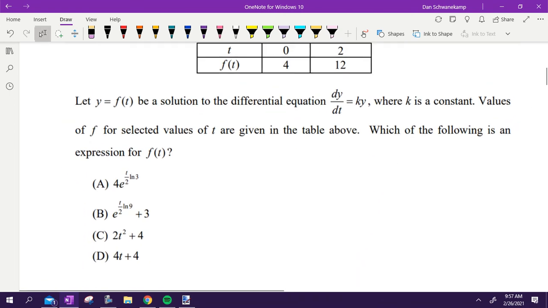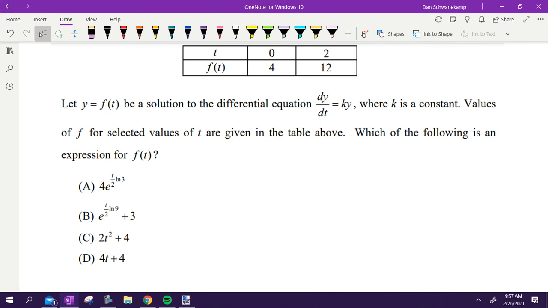Next one. Looks challenging. Use your brain. It'll help you out here a little bit. Let f of t be a solution to the differential equation dy dt equals ky, where k is a constant. Values for f are given in the table. Which of the following is an expression for f of t? Use your brain. Think about it. It's not as hard as it looks.